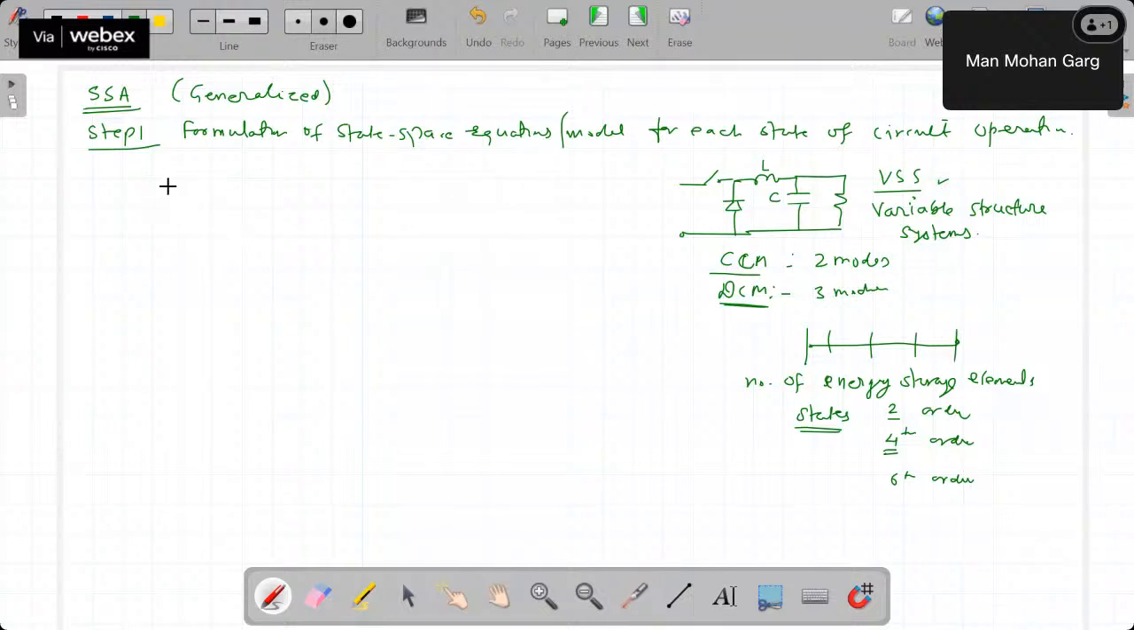Now let's assume that we have a converter in CCM with, let's say, n modes. I'm separating them as mode 1, mode 2, mode 3, mode 4, like that, right? So the sum of these time intervals should be equal to T.